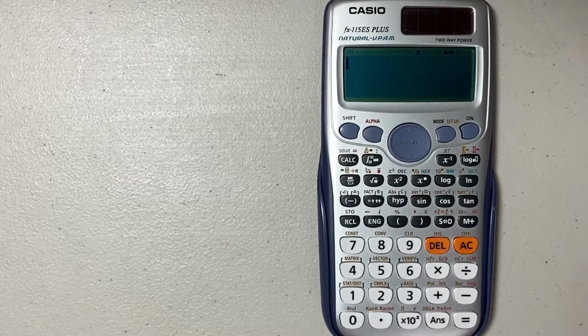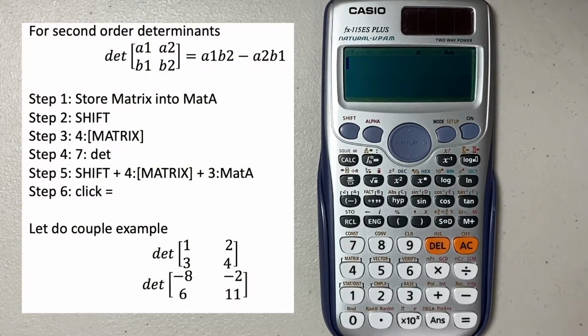Today, I'd like to share with you about determinants, matrix transpose, inverse matrix, adjoint of matrix, and identity matrix using the calculator. For a second order determinant, you have A1, A2, B1 and B2, and the result is A1 multiplied by B2 minus A2 multiplied by B1, and there you go, the 2 times 2 determinant.